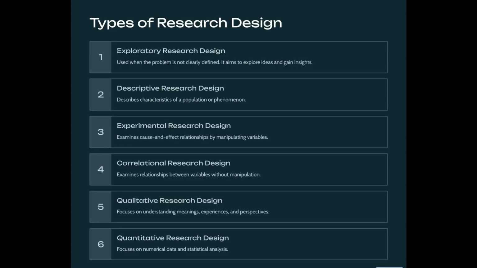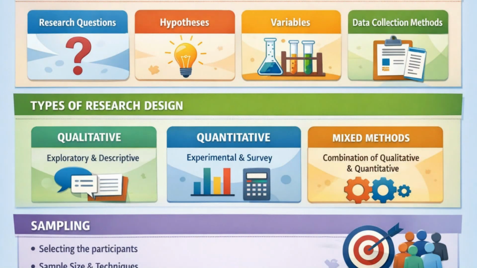Your choice must align with your research question. For example, if you are testing cause and effect, experimental design is most suitable. If you are exploring perceptions or experiences, qualitative methods may be more appropriate. The design must always serve the objective.